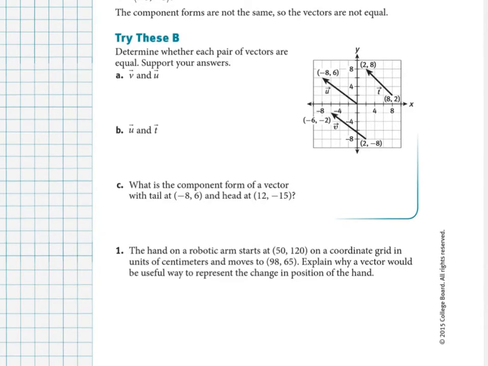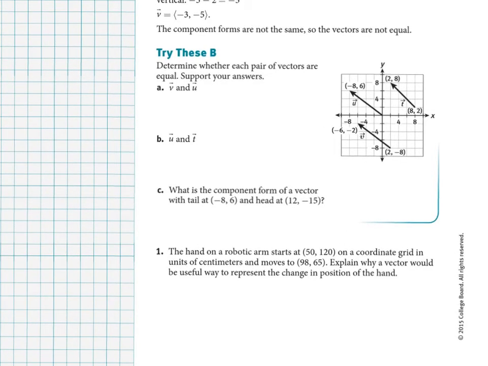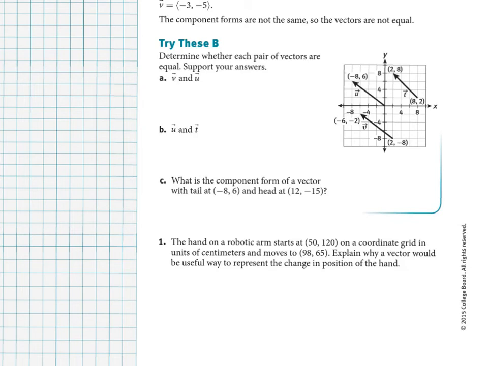So it says determine if a pair of vectors are equal. Vectors are equal if they have the same components. So we have to get this thing into component form. Vectors are equal if components are the same. So we need to put this thing in component form.